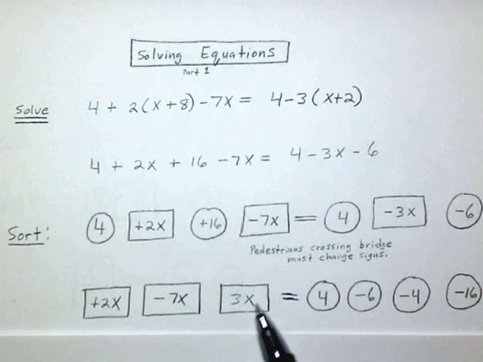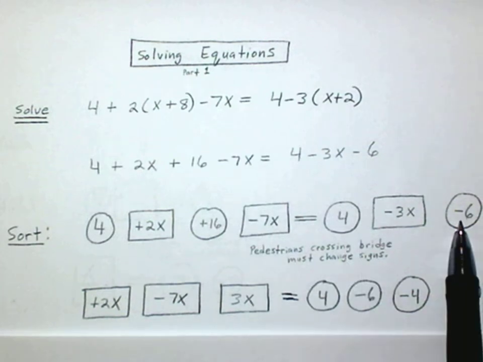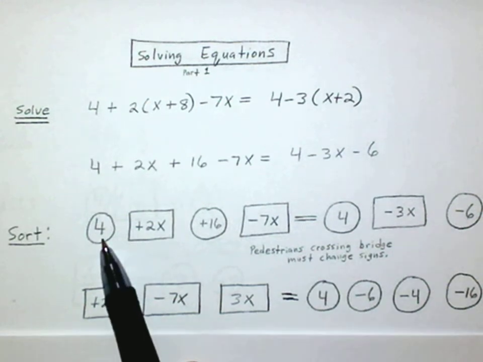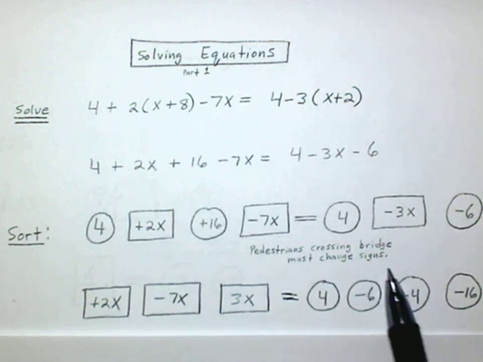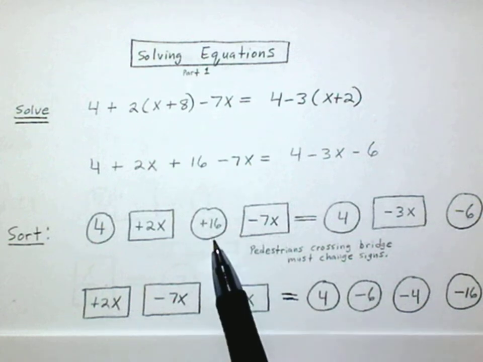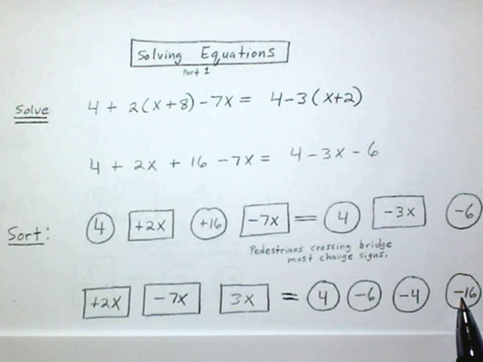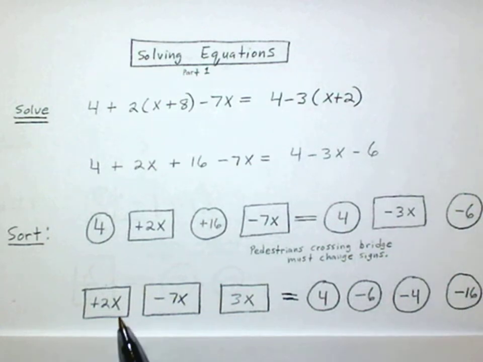Now let's look at the circles. I have a 4 and a negative 6 in the circles. They are fine where they are. We'll leave them there. But on the left I have 2 circles that need to move across. So I have a positive 4. It has to cross the bridge and become negative 4. Positive 16 across the bridge becomes negative 16. Now we have everything sorted. Let's check. We have all boxes on the left, all circles on the right.